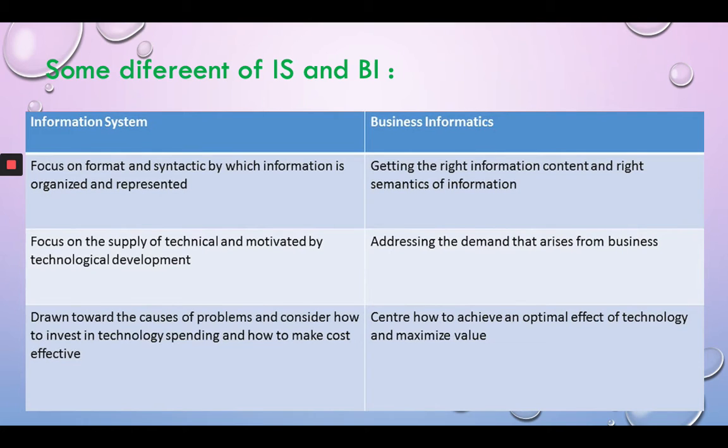Information systems focus on the supply of technology and are motivated by technology development, but business informatics addresses the demand that arises from business. It is also drawn toward the causes of problems and considers how to invest in technology spending and how to make it cost effective. This is information systems. Otherwise, business informatics is about how to achieve effective use of technology and maximum value.